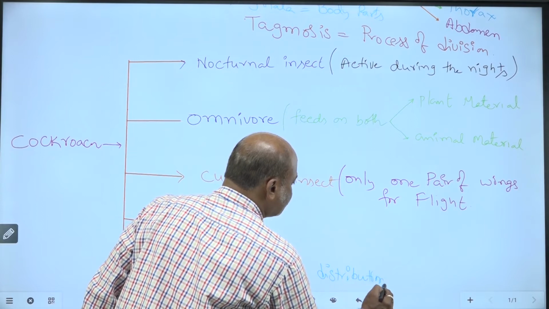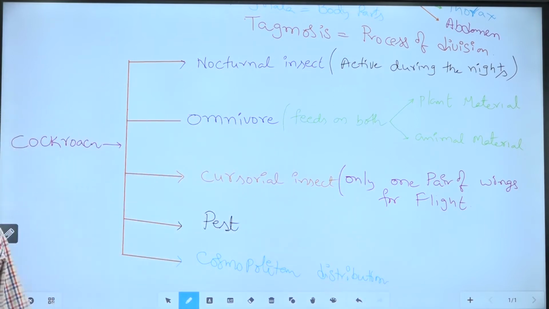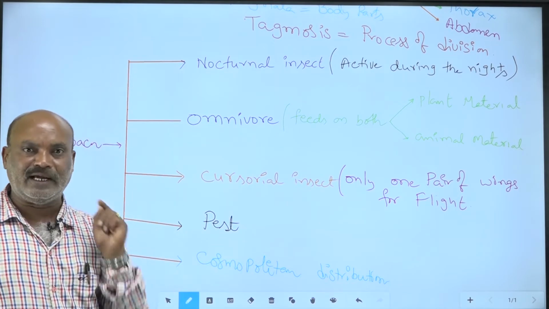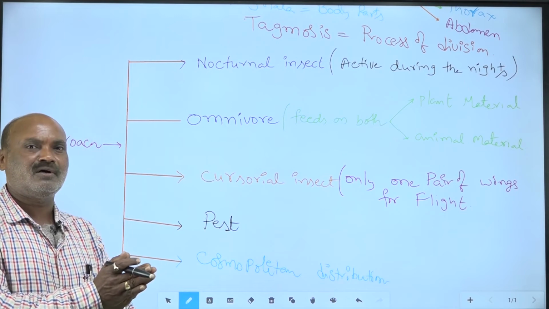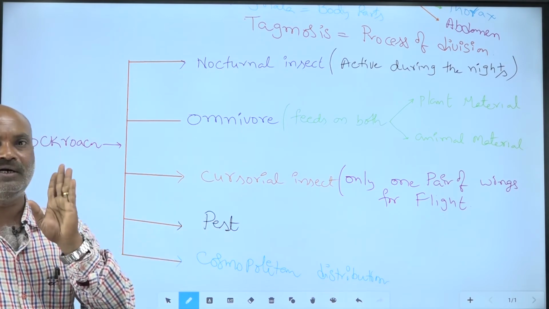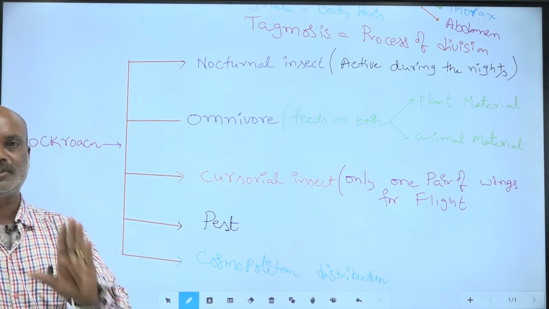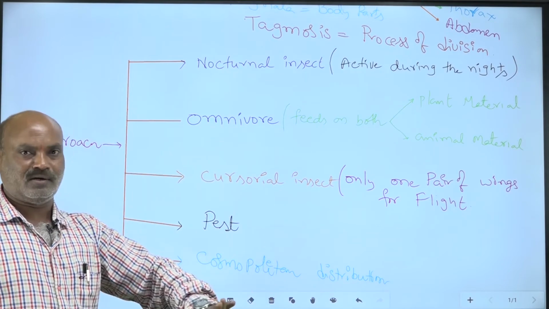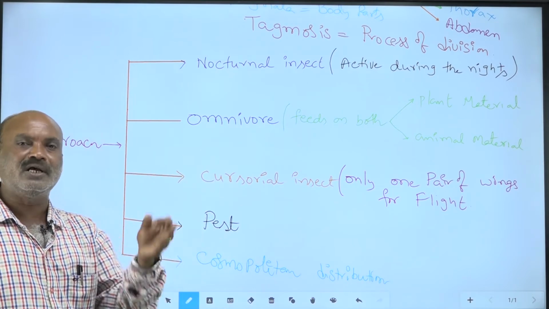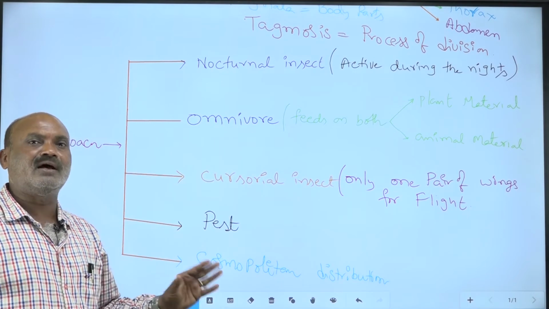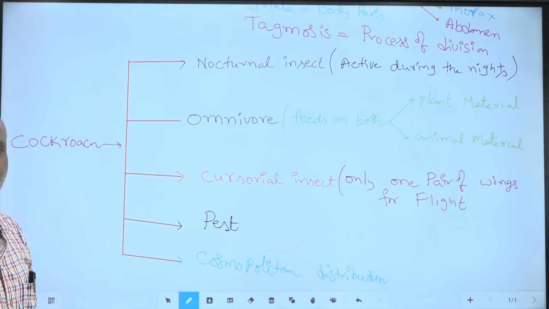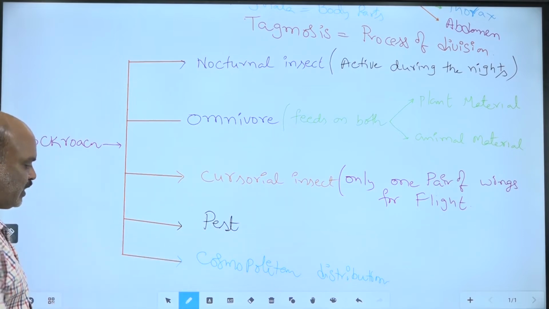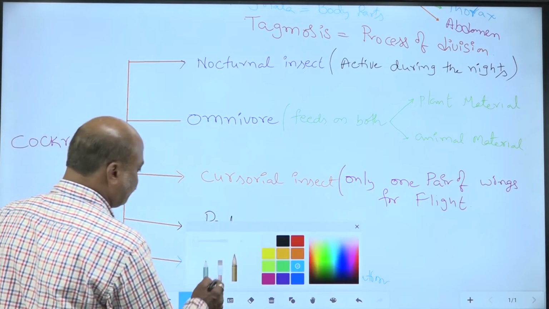Cosmopolitan distribution. Based on the distribution of the animals, they are classified into two types. Cosmopolitan is one type, discontinuous is another type. Some organisms are particular to some places of the world, that is discontinuous distribution. If they are distributed all over the world, cosmos means universe, so universally they inhabit all the places. That type of distribution is called cosmopolitan distribution. Right. Then, cockroach.